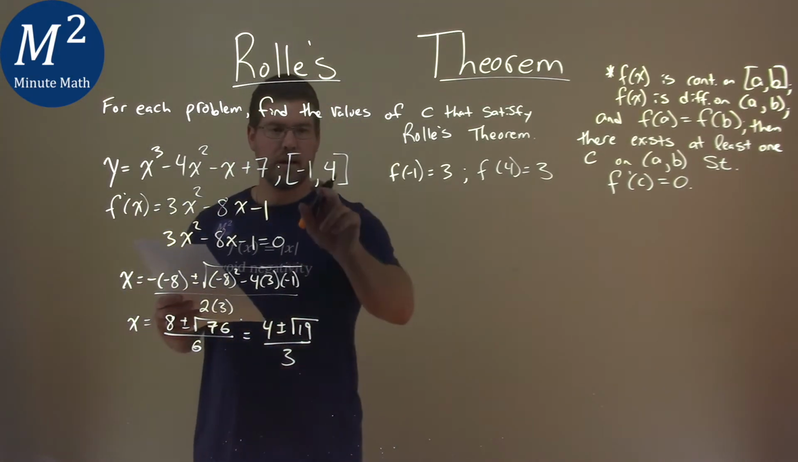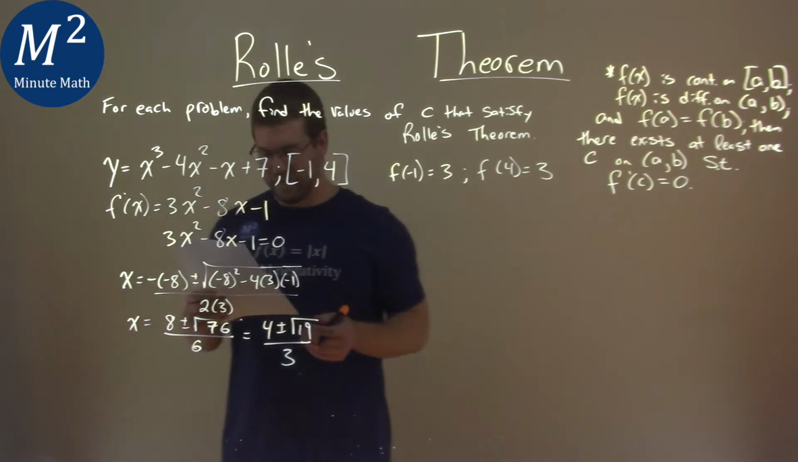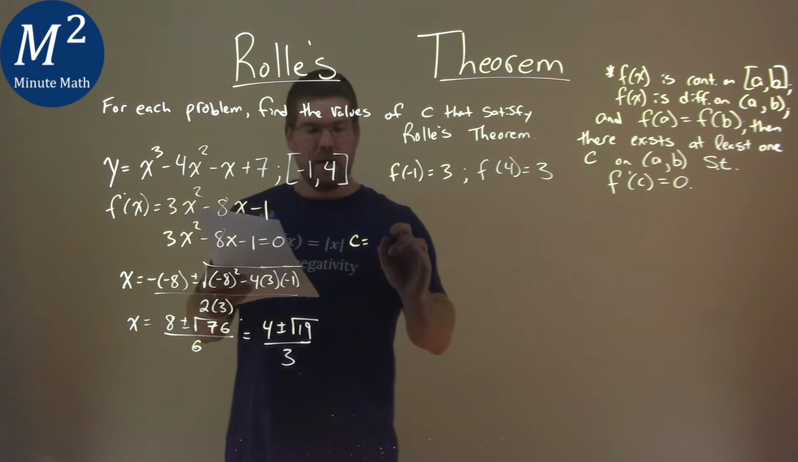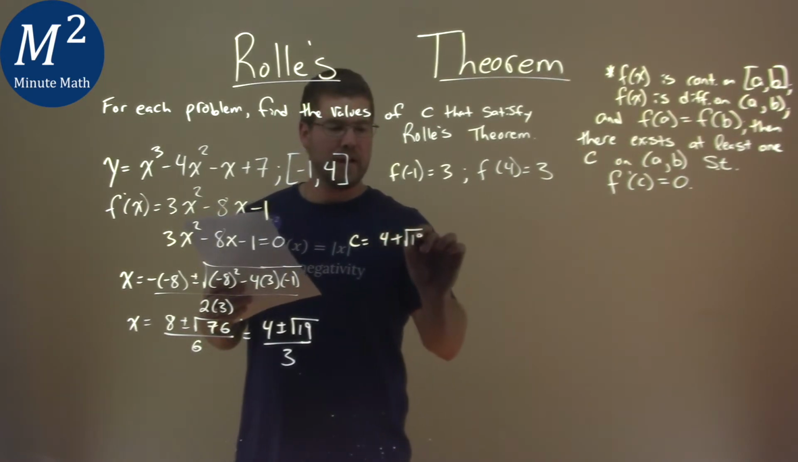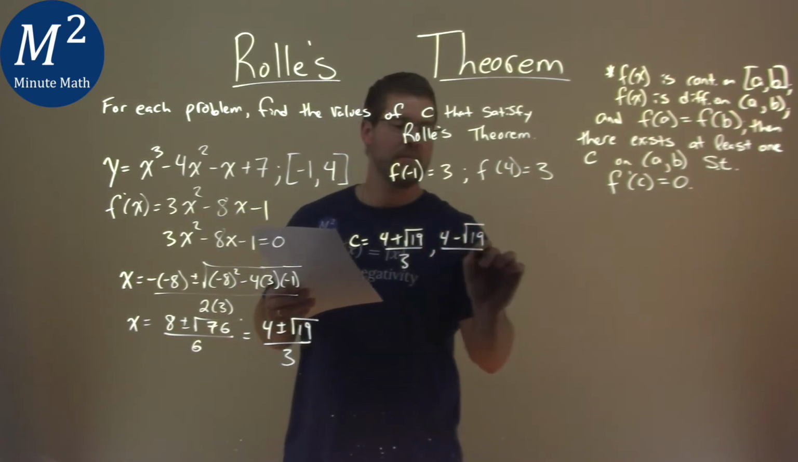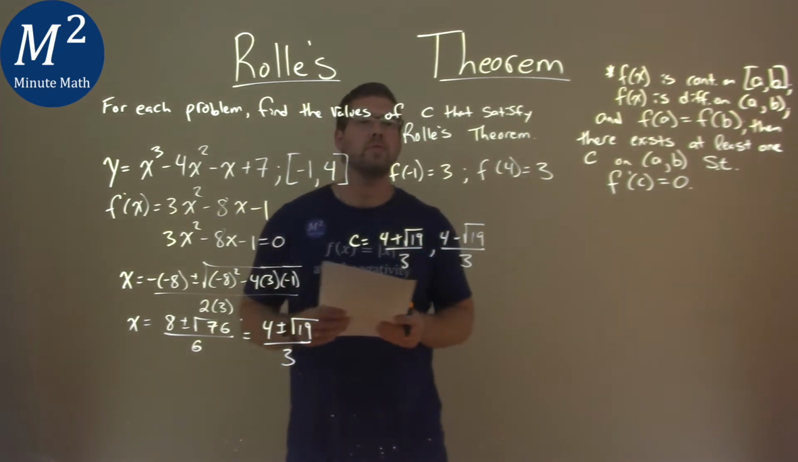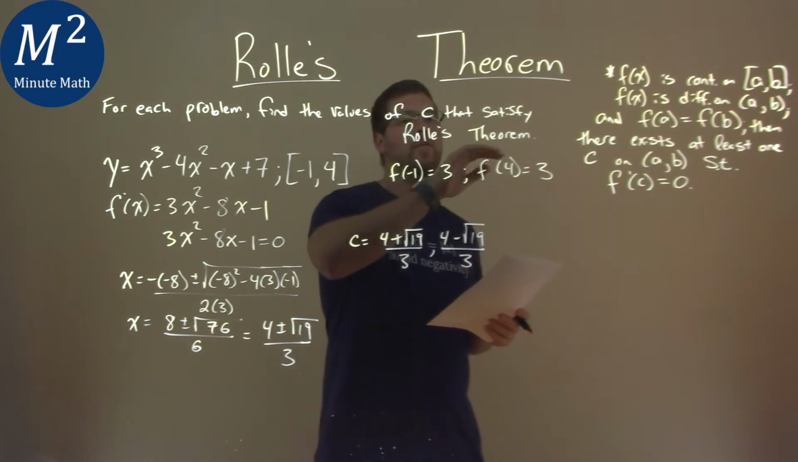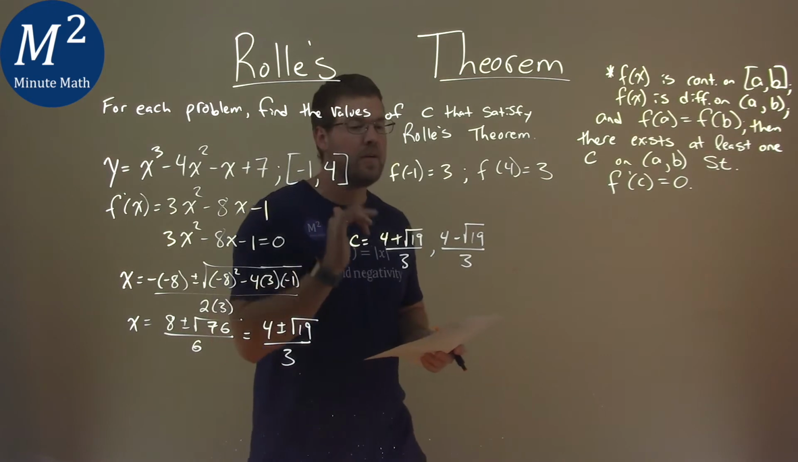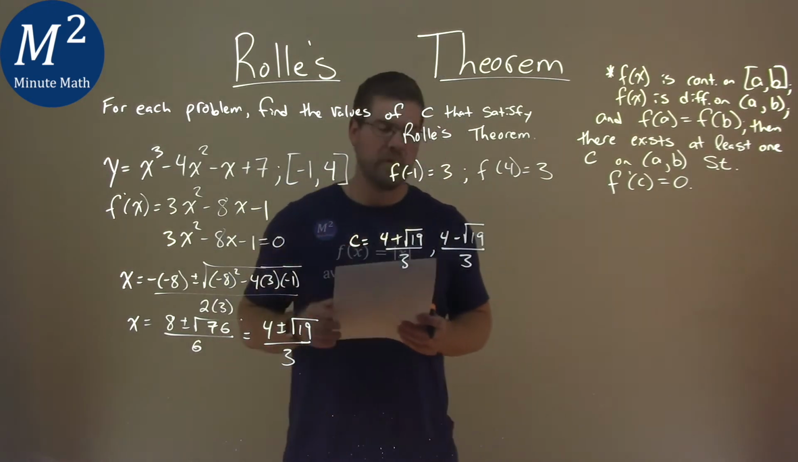We have to double check that, but they are, or I did, and I'm letting you know. And so our possible c values here are 4 plus square root of 19 over 3 and 4 minus the square root of 19 over 3. And these two c values satisfy Rolle's theorem, and again, they're 4 plus square root of 19 over 3 and 4 minus the square root of 19 over 3.